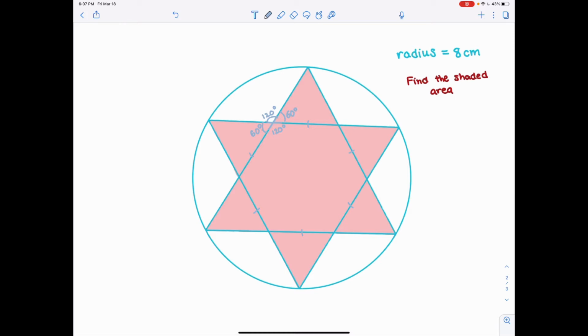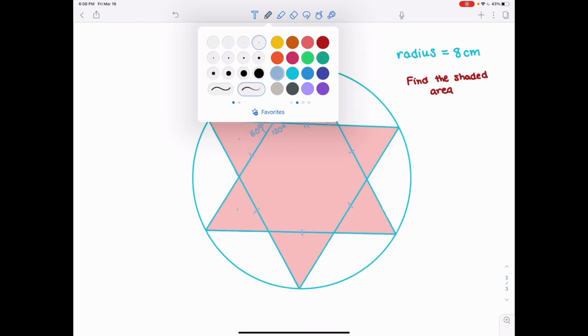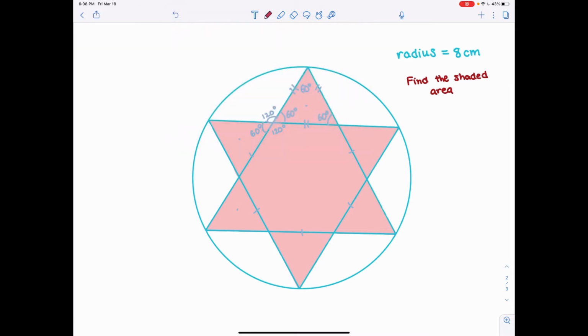Okay, now if this is 60 degrees, and we know that these sides are equal, then this is also 60 degrees. And if that's 60 degrees, then by using the sum of the angles in a triangle, we know that this is also 60 degrees. And that means that this is an equilateral triangle. And so now we know that we have 1, 2, 3, 4, 5, 6 equilateral triangles and an equilateral hexagon.